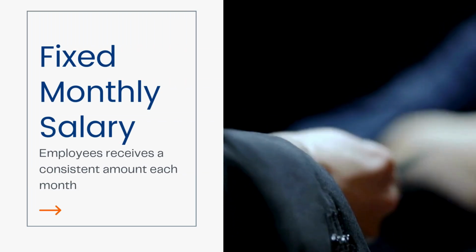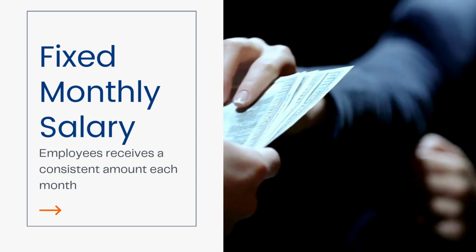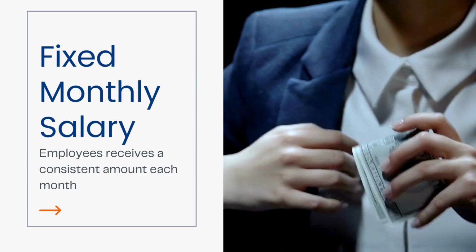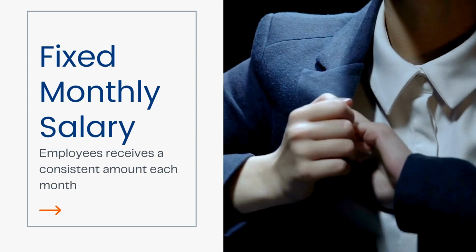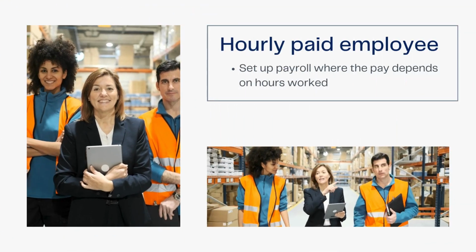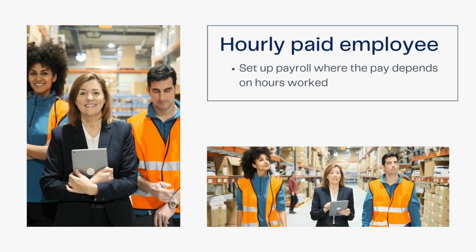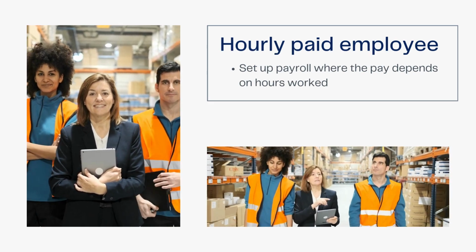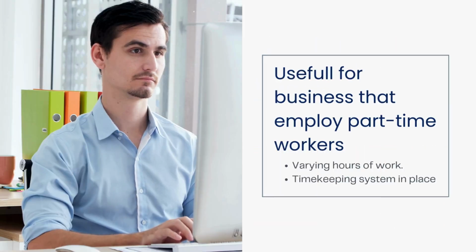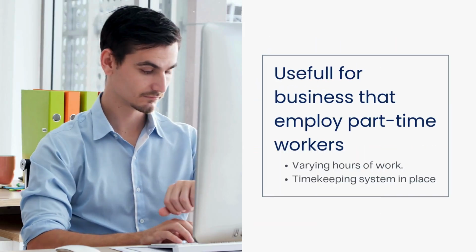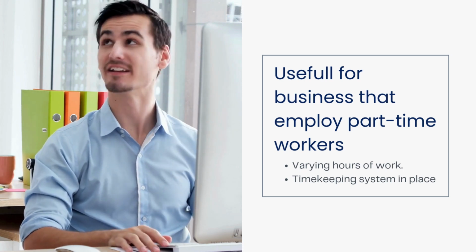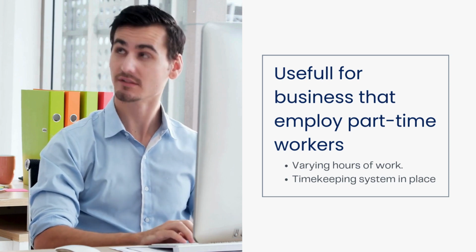Up until now, we focused on setting up payroll for an employee with a fixed monthly salary. This setup ensures that the employee receives a consistent amount each month, regardless of the number of hours worked. Now let's explore how to set up payroll for an hourly paid employee, where the pay depends entirely on the number of hours worked. This type of payroll is particularly useful for businesses that employ part-time workers or those who have varying work hours each week and a timekeeping system is in place.